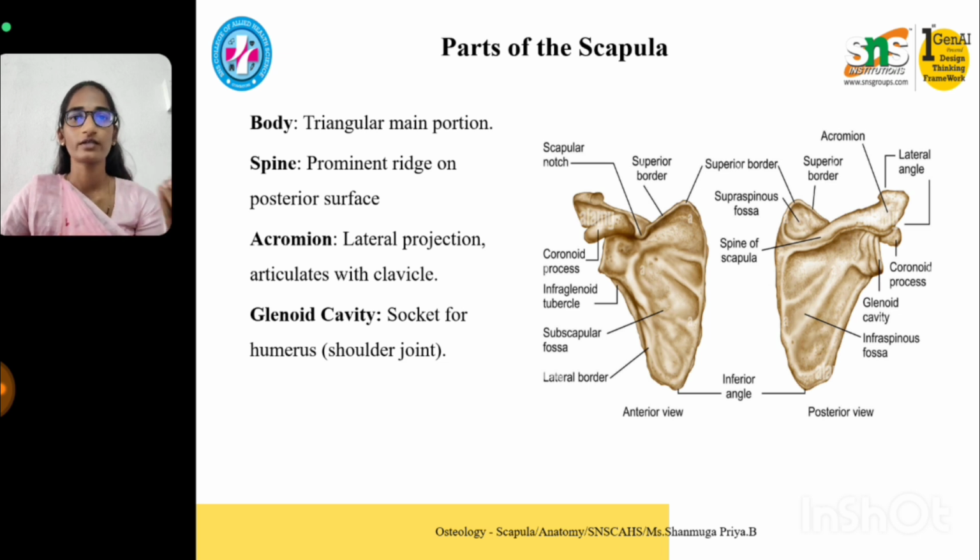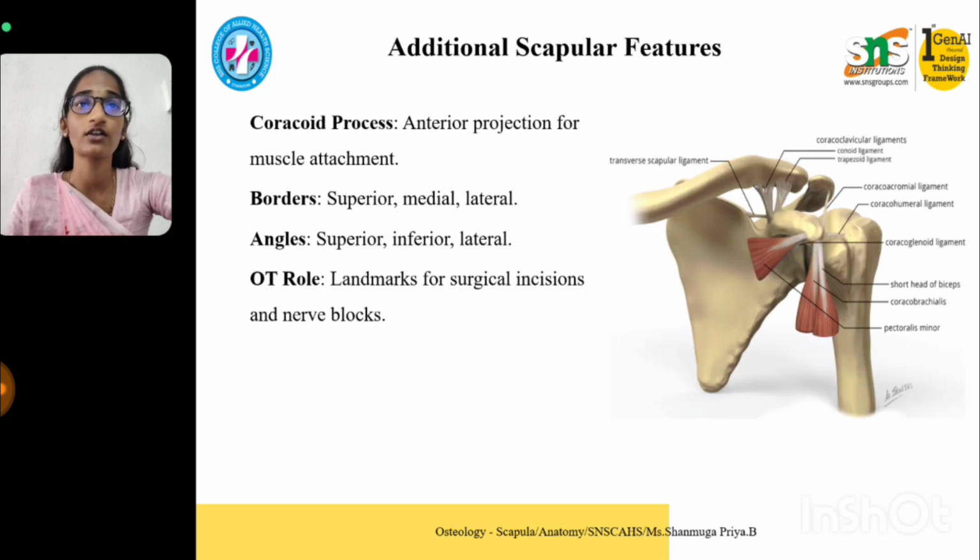Let's take a moment to visualize this. Imagine holding a scapula model. The spine feels like a rigid ridge and the acromion is the flat lateral tip. Got it? Great. Let's keep on going. So next we are going to see the additional scapular features.